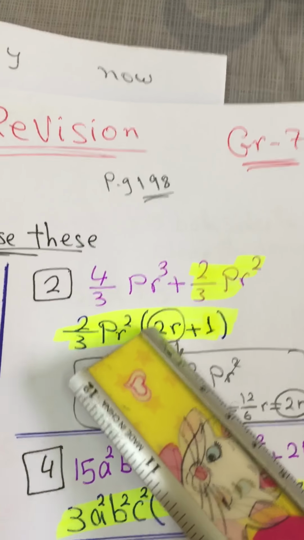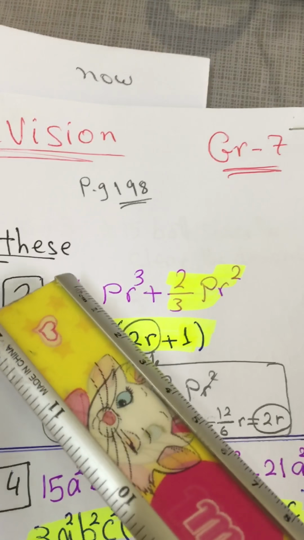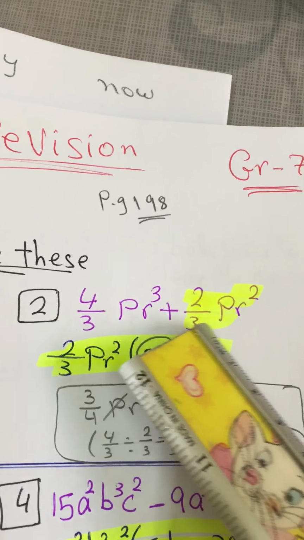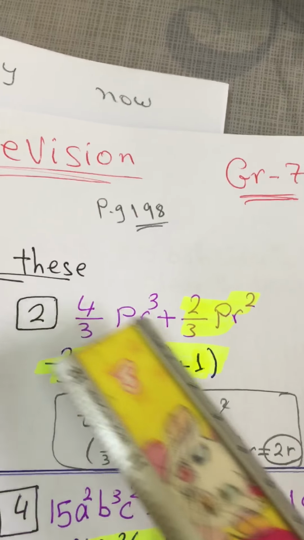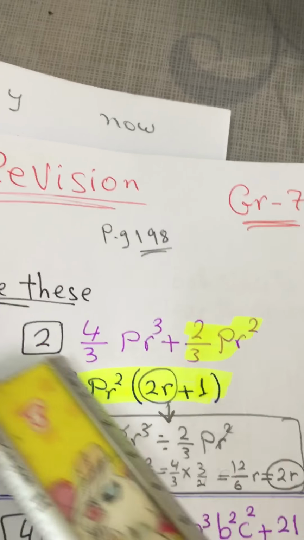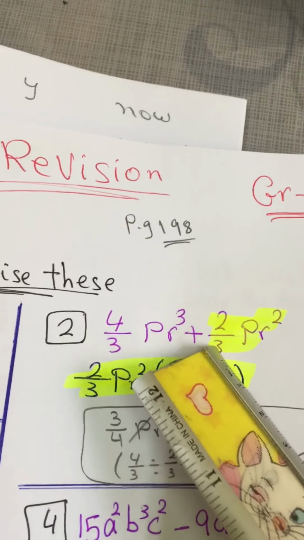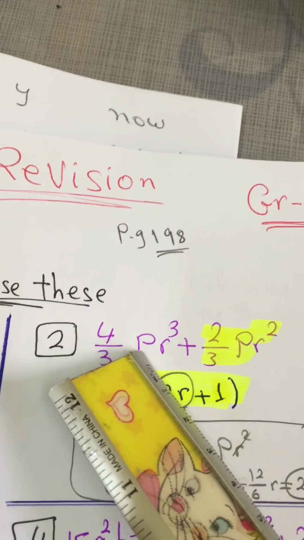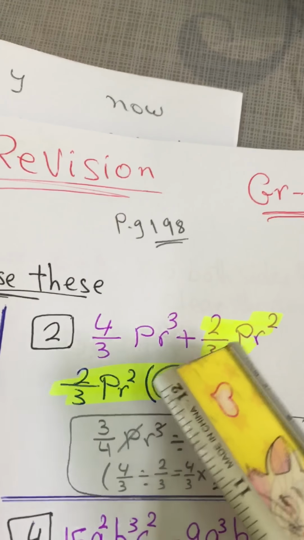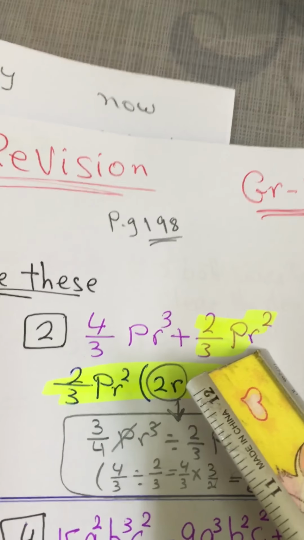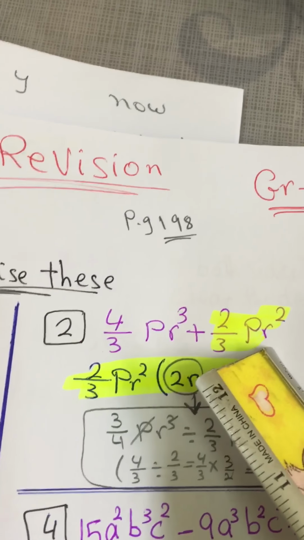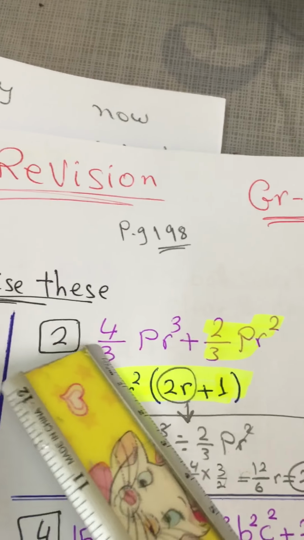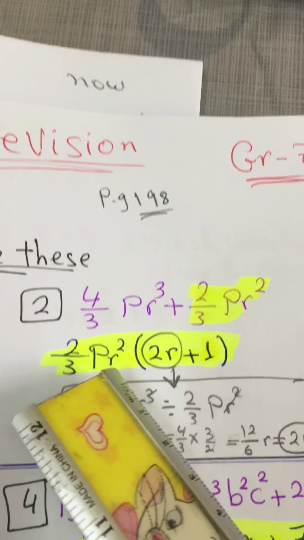In question number 2, also he asked about factorizing. We have 4 over 3 πbr^3 plus 2 over 3 πbr^2. What is the common factor between these two numbers? I'll take the least. We have fractions here, so I'll take 2 over 3 as a common factor. What is the common factor between the variables? We have b and b, so I'll take b to the power 1. We have r^3 and r^2, so I'll take r^2, which is the least power, as a common factor. Okay, so the common factor here between these two terms is 2 over 3 πbr^2.